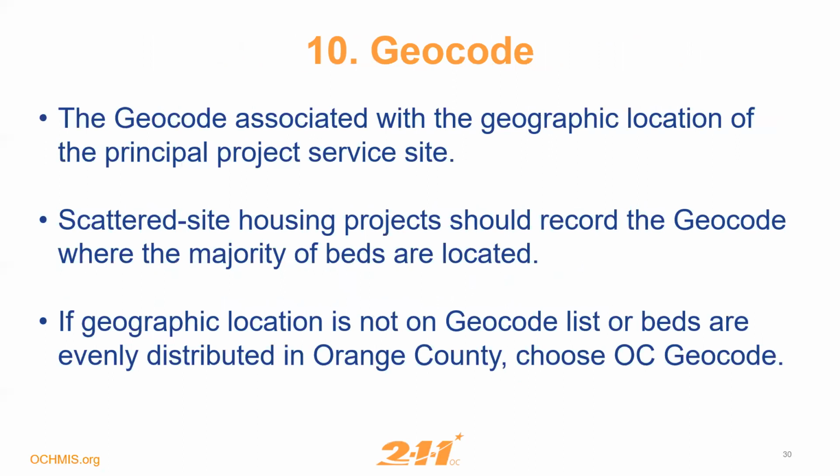So for example, if you have a project that is made up of 2 houses and one house is located in Garden Grove and the other is located in Anaheim, and the Anaheim house has 50 beds and the Garden Grove house has 20 beds, then you should select the geocode associated with Anaheim because the majority of this project's beds are located in Anaheim. If the geographic location is not on the geocode list or beds are evenly distributed in Orange County, you'll just choose the Orange County geocode.